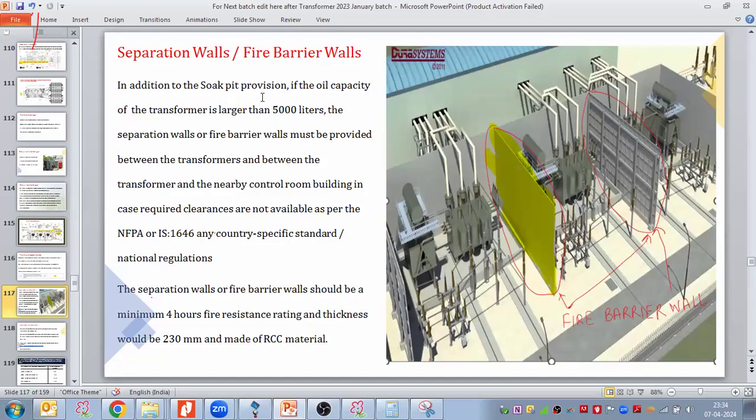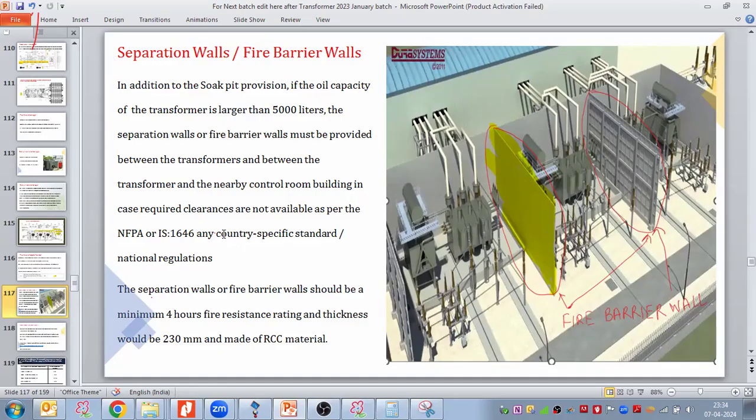In addition to the soak pit provision, if the oil capacity of the transformer is larger than 5000 liters, suppression valves or fire barrier valves must be provided at the site between the transformer and the nearby control room building.